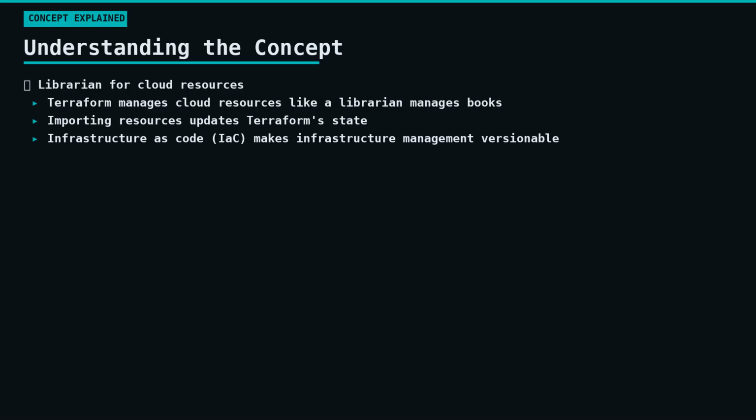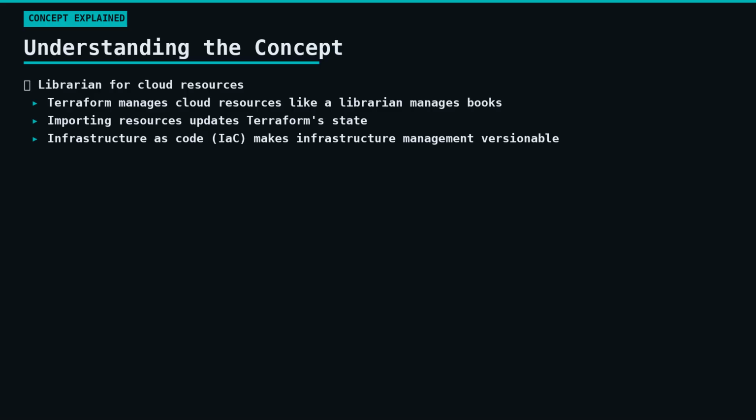This process is essential for infrastructure as code, IaC, because it allows you to manage your infrastructure configuration through code, making it versionable and reproducible. The benefits include easier management, version control, and the ability to reproduce your infrastructure setup. Terraform supports many cloud providers, including GCP, AWS, and Azure. Importing existing resources into Terraform is a straightforward process that involves a few commands.